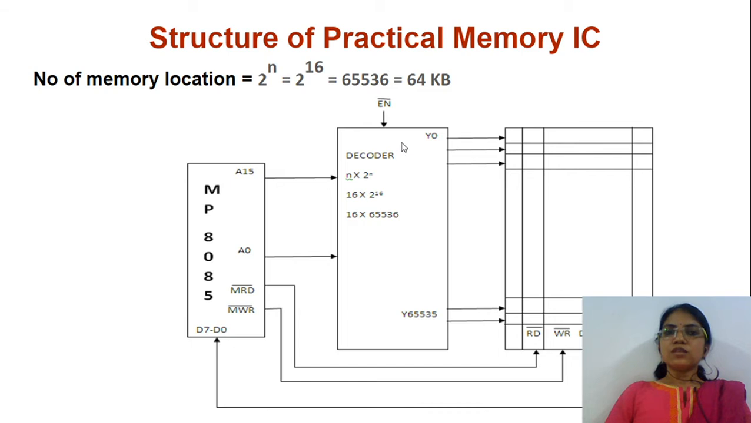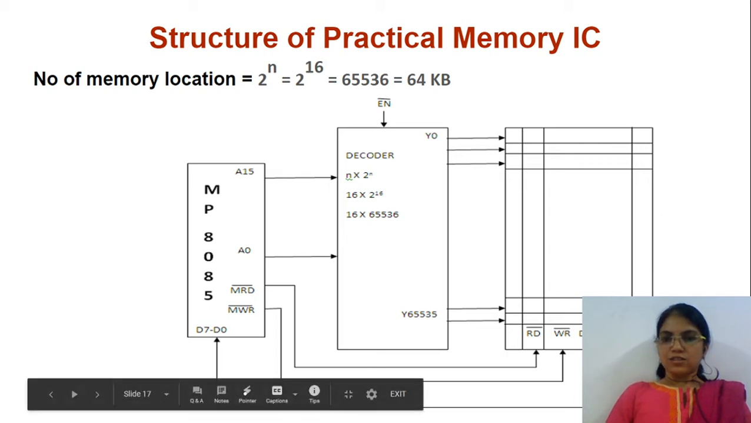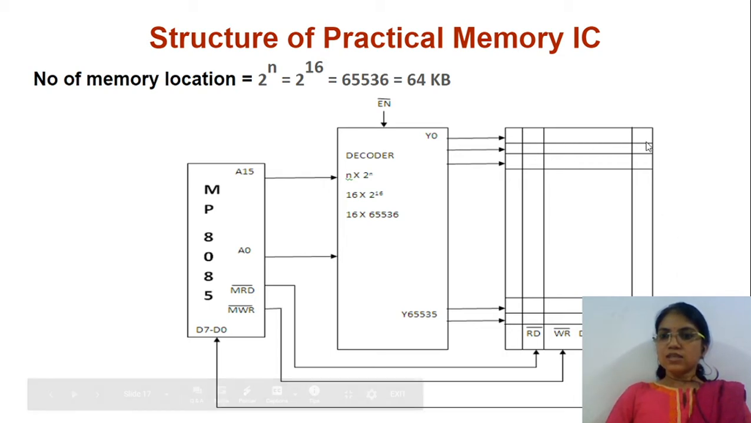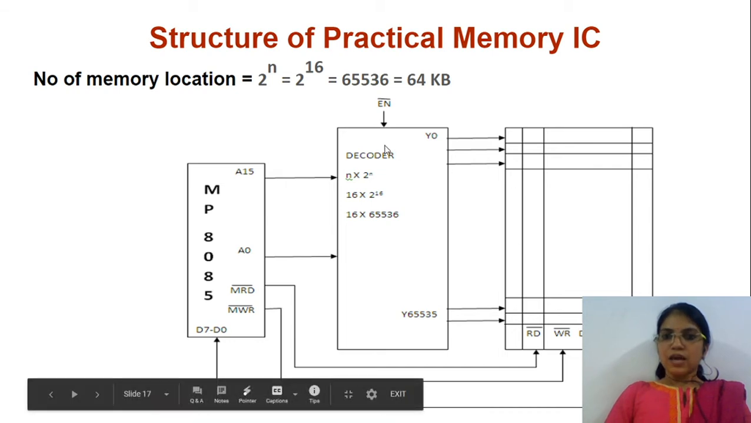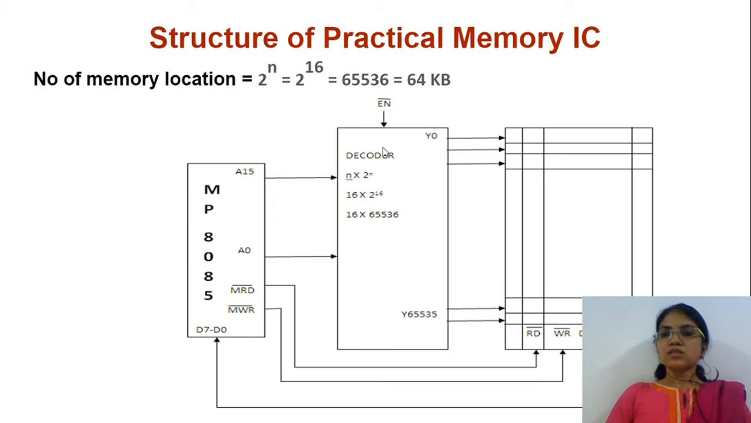Now going to the next topic, that is the structure of practical memory IC. How is the practical memory IC composed? The practical memory IC consists of, number 1, the decoder and number 2, the flip-flop matrix. So this block is represented by a flip-flop matrix and this one is the decoder. So your practical memory IC consists of these two, one is the decoder and another is the flip-flop matrix.